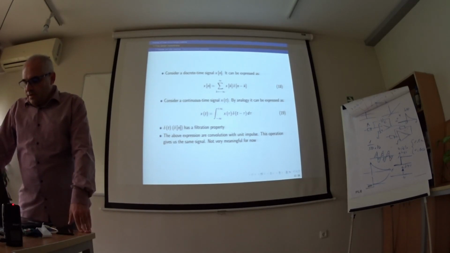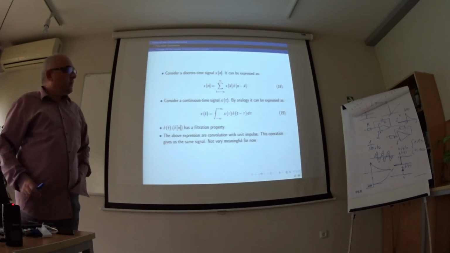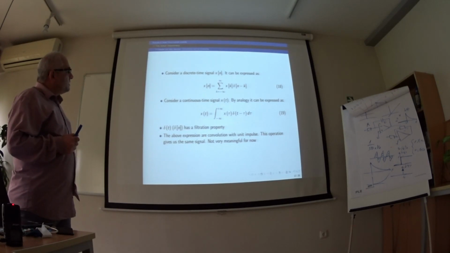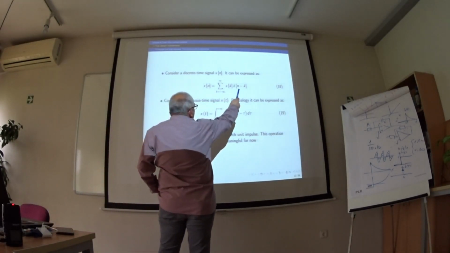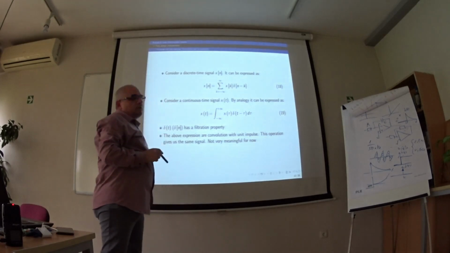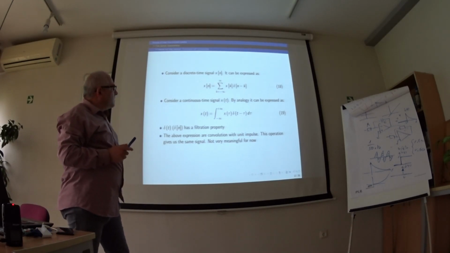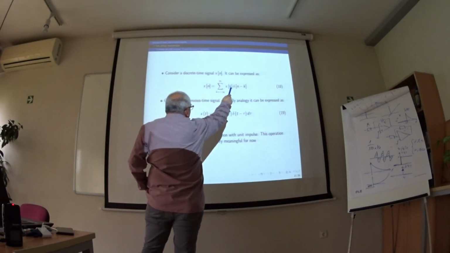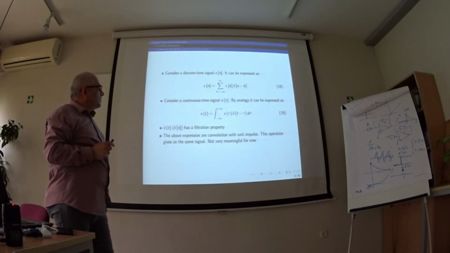Now, if we have a discrete time signal x of n, we can express such a signal if we multiply this signal by shifted Dirac delta. For now, this is not meaningful because we just express our signal by itself multiplied with shifted Dirac delta.